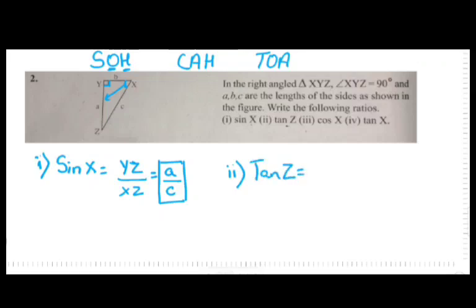Tan Z, what is tan? It's TOA, alright? So Z is here. Opposite is XY upon adjacent, that's my adjacent side, YZ, okay, which is nothing but opposite is what? XY. What is my XY? B upon YZ. YZ is A, correct?